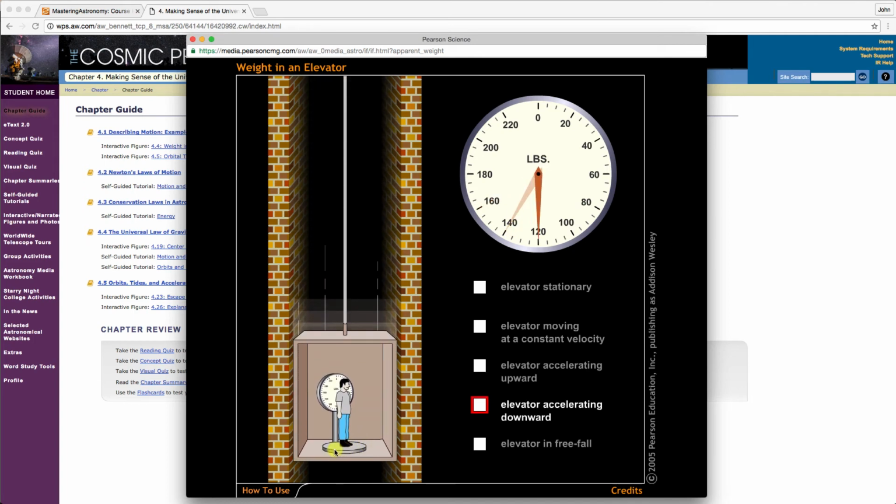If you accelerate downward, then the opposite occurs. You don't need as much force holding you up because the whole elevator is falling down to some degree. There's less of a force between the elevator, the scale, and your feet. And so the scale measures a lower weight for you. Again, your mass hasn't changed, but the weight that's measured by the scale has become smaller.